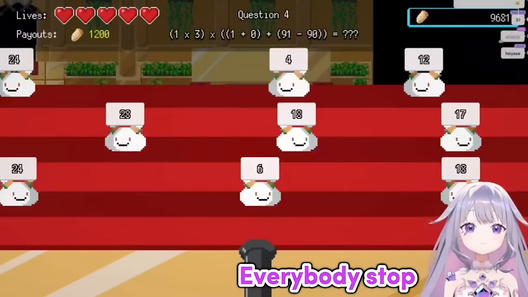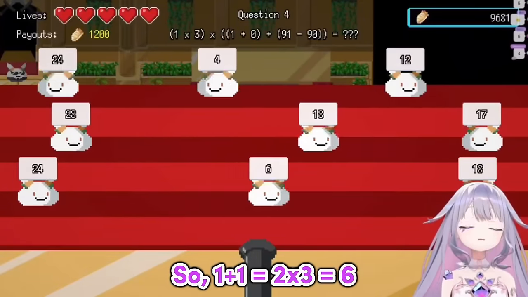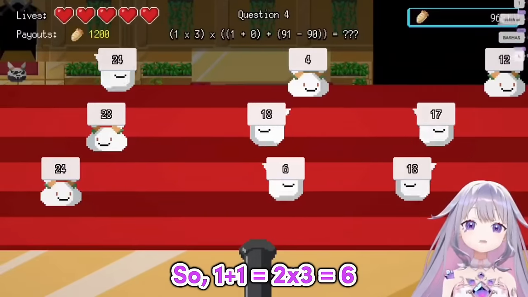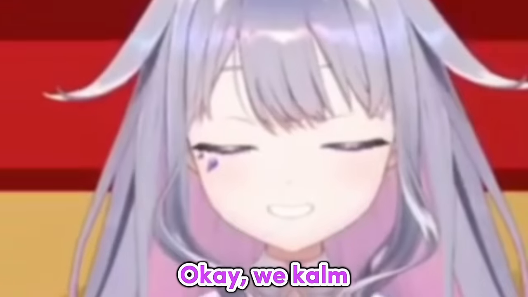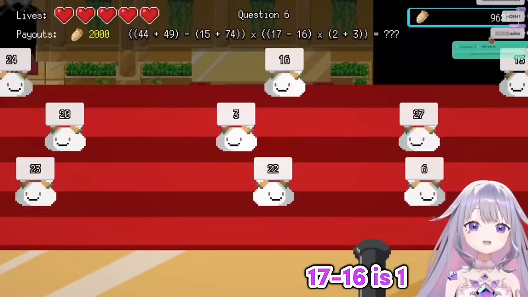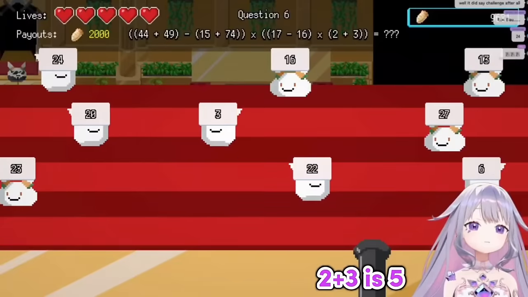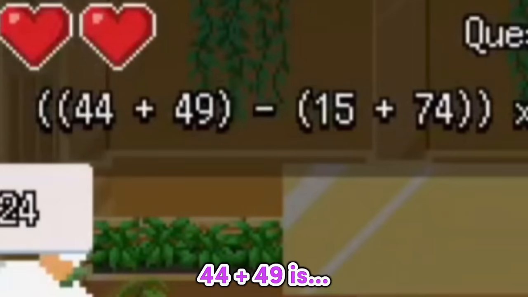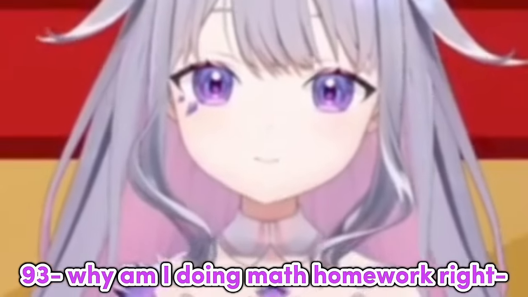Okay, wait, everybody stop, parentheses first. So, 1 plus 1 equals 2 times 3, 6, easy. Okay, we calm this, parentheses for 17, minus 16 is 1. 2 plus 3 is 5. 1 times 5 is 5. So that's the one parentheses. Times 44 plus 49 is 93. 93. Why am I doing math homework right?